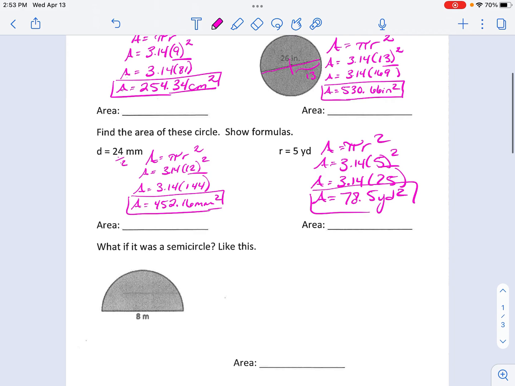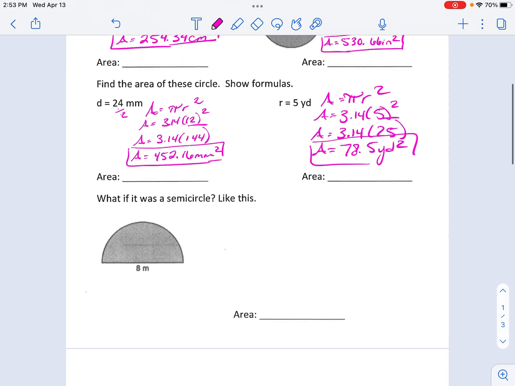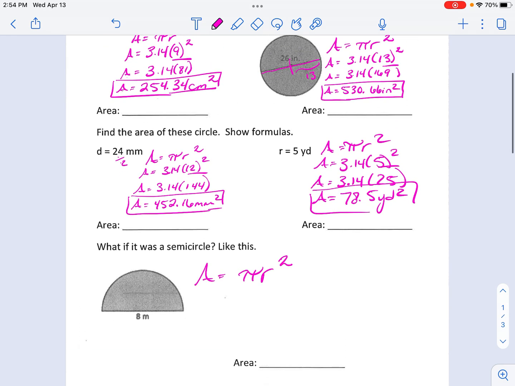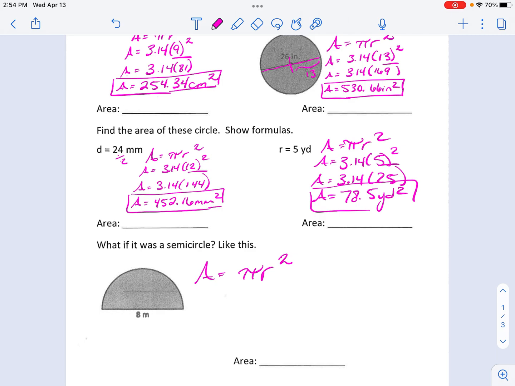What do we do if we have a semicircle? Obviously, a semicircle is half of a circle. So if you think about our formula, pi times radius squared, that gives us the area, the amount of space inside the circle. For an entire circle. We're only doing half a circle, so we're going to divide our answer in half once we're done.